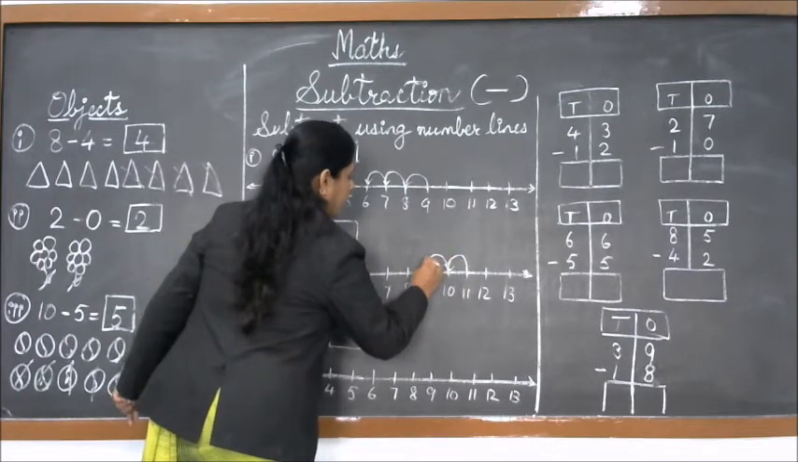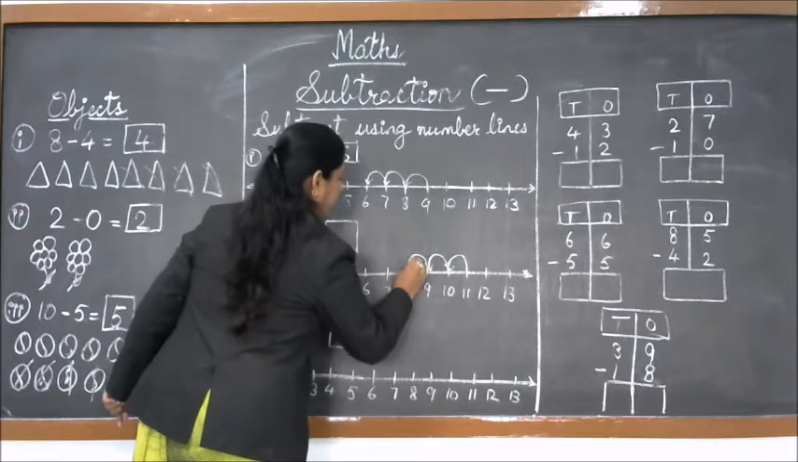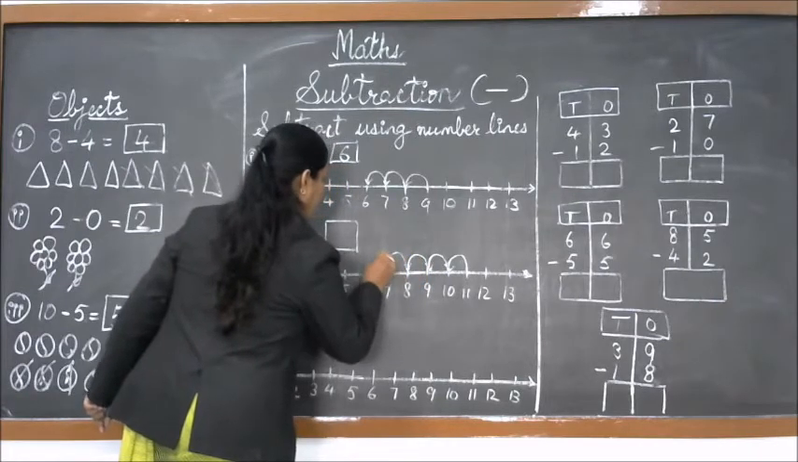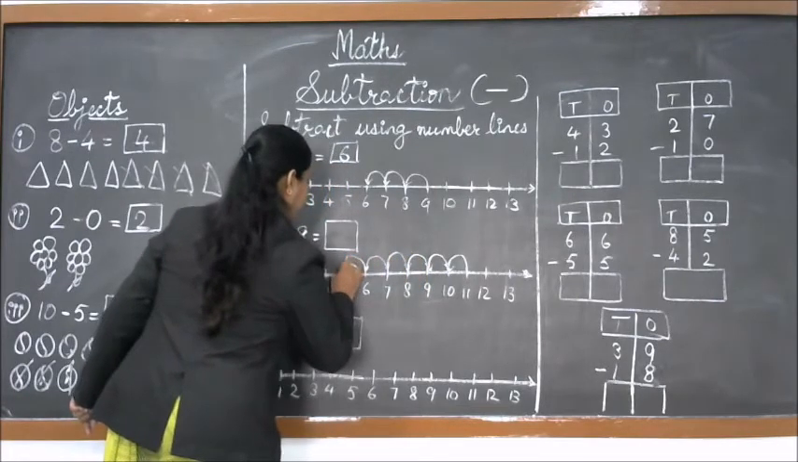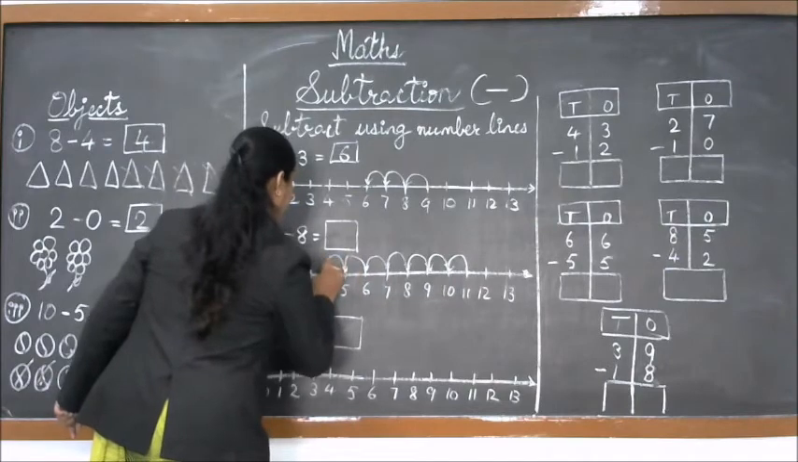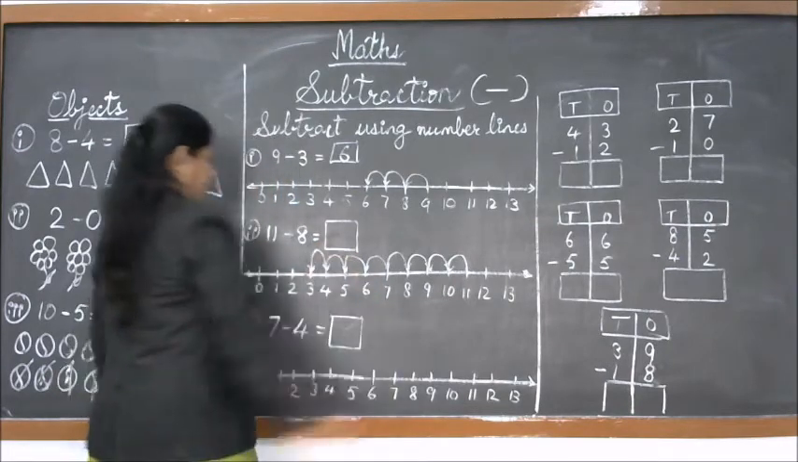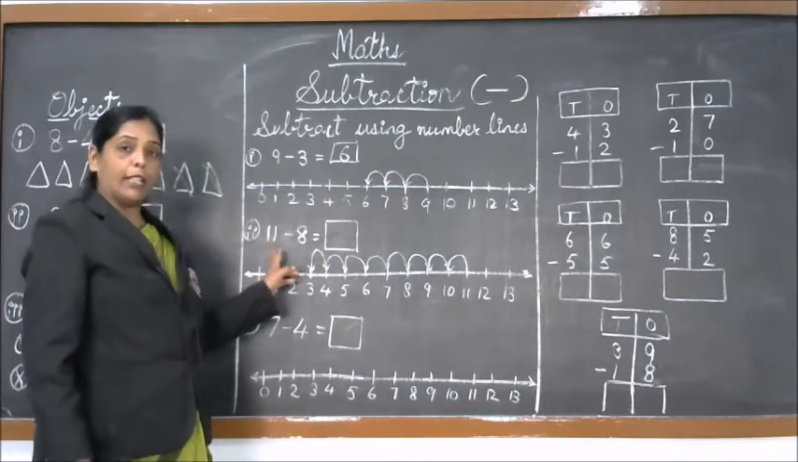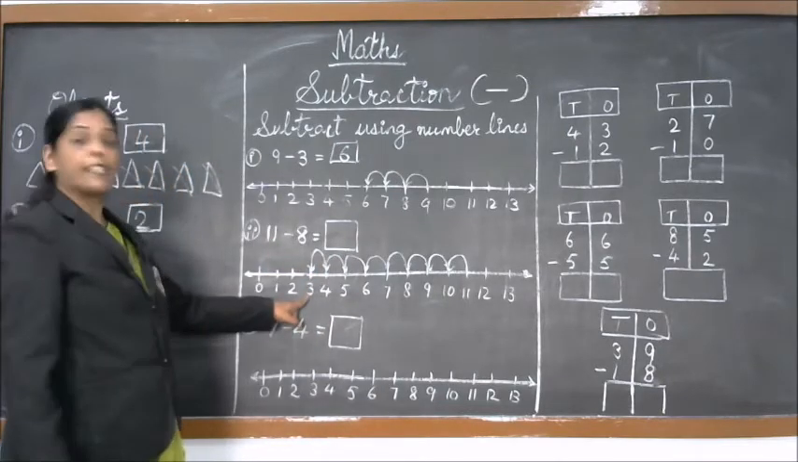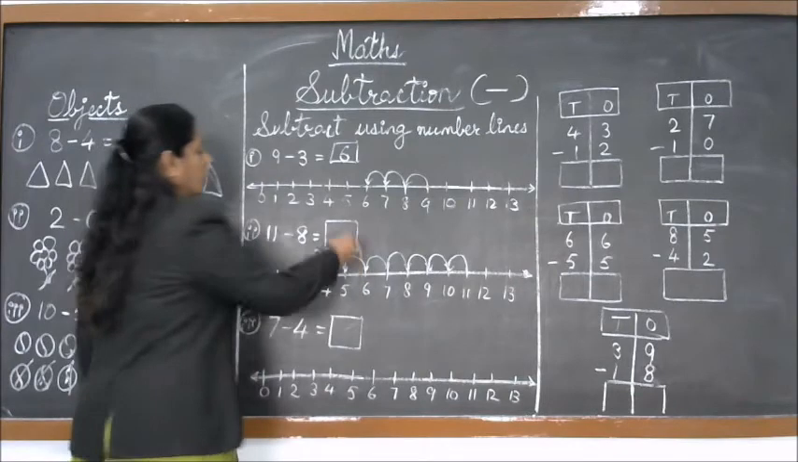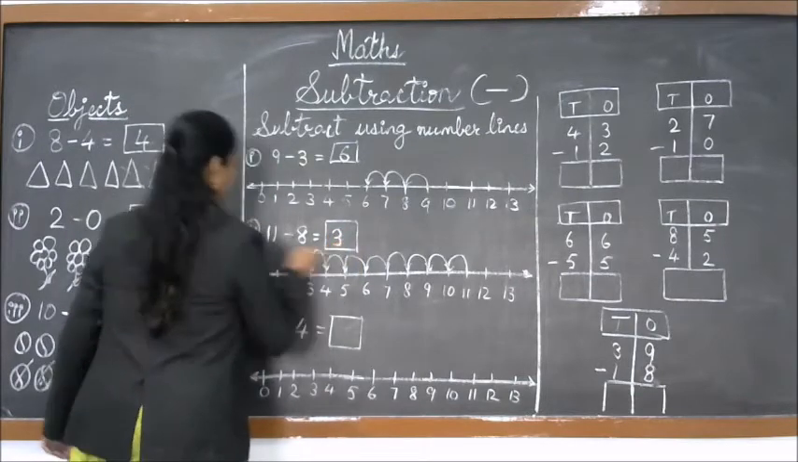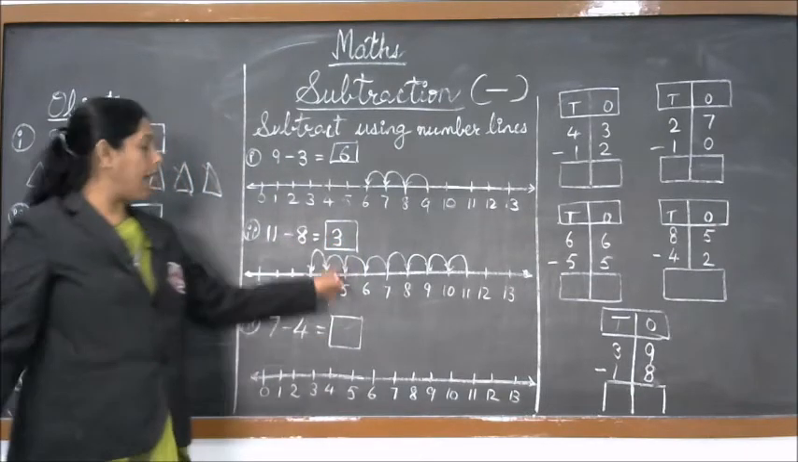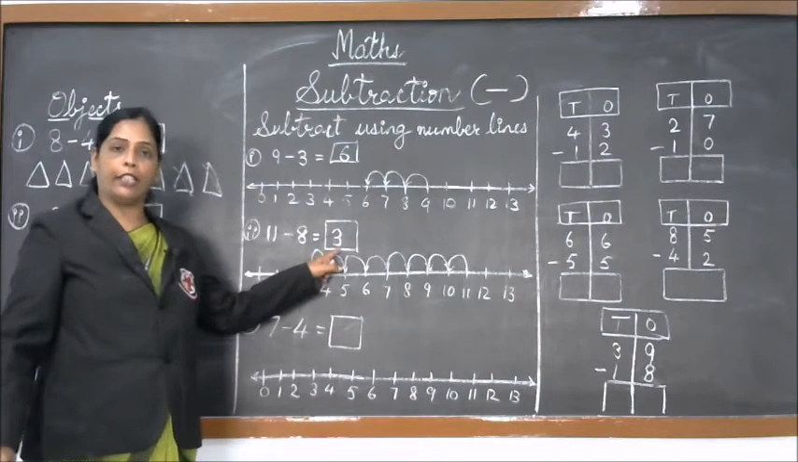1, 2, 3, 4, 5, 6, 7 and 8. If I have deducted 8 from 11, my total is 3. My total will be 3. So, 11 minus 8, the answer I have got is 3.